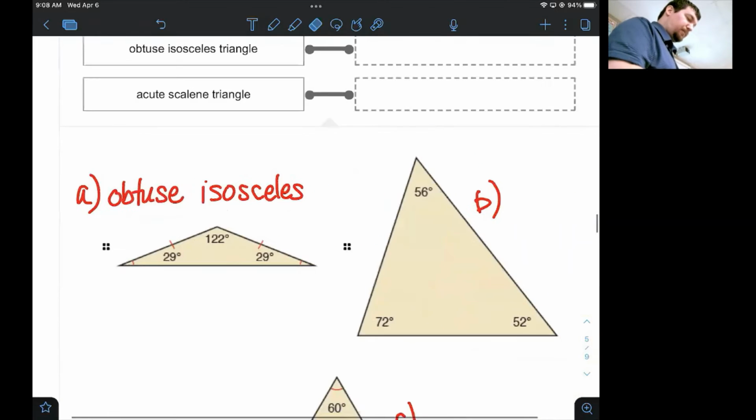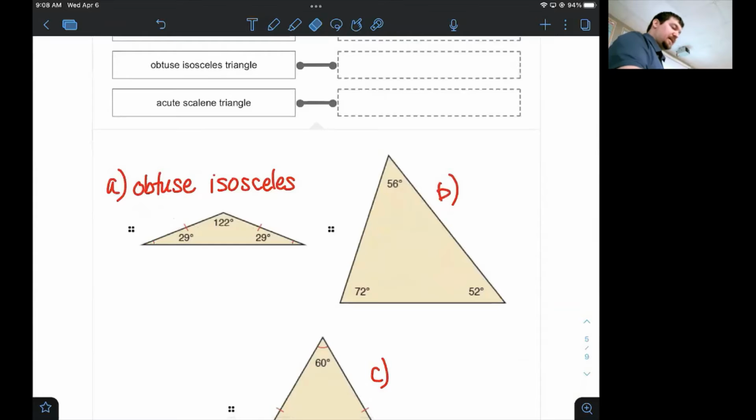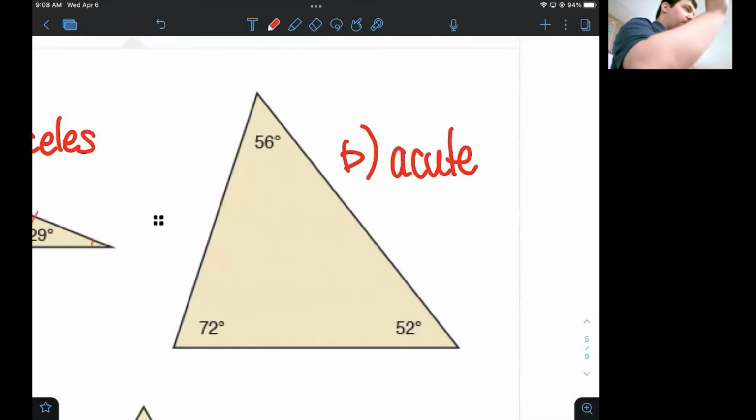Let's move on to example B. Let's classify it by its angles first. Is this triangle acute, right, or obtuse? What do you think, Natalie? Acute. What told you that it was acute? All 3 angles are less than 90. Perfect. Okay. All right.